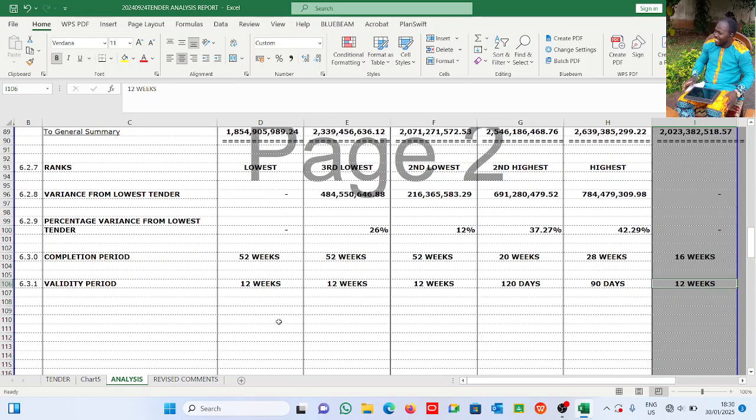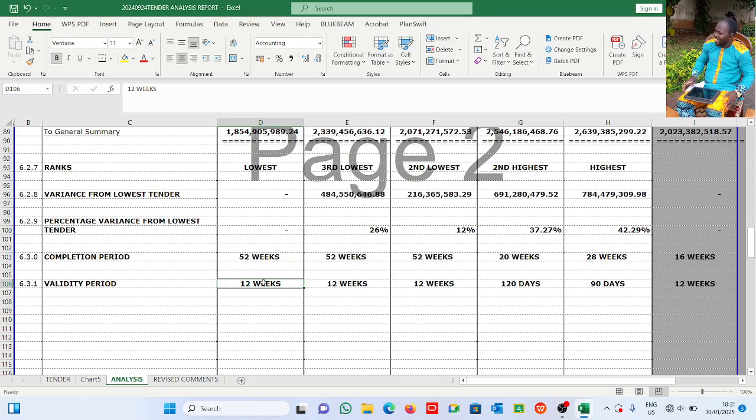Now validity period is also called qualification of tender. Valid period means this quote I've given you, it is valid for this particular period. Once it exceeds this period and I didn't get the job, I am going to revise my quote, I am going to reprice. That's what validity period means. This one says it's valid for 12 weeks.